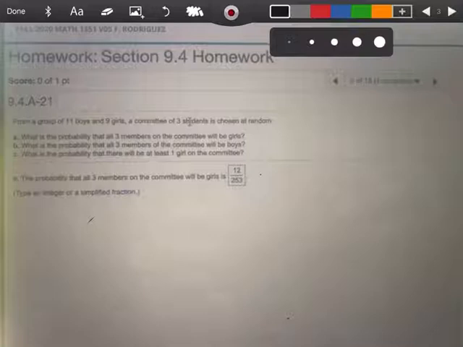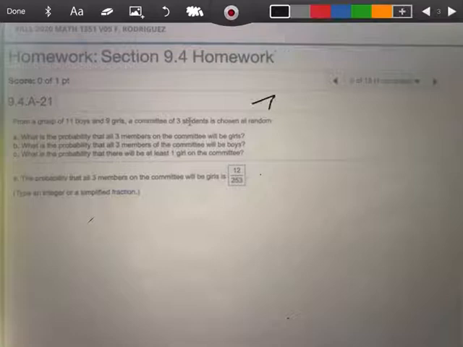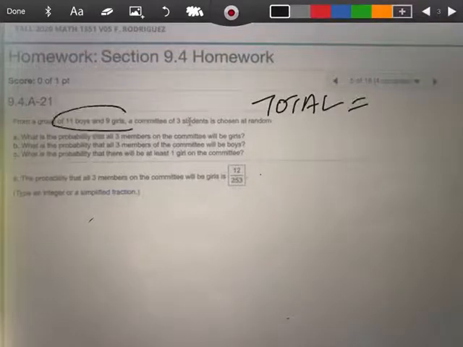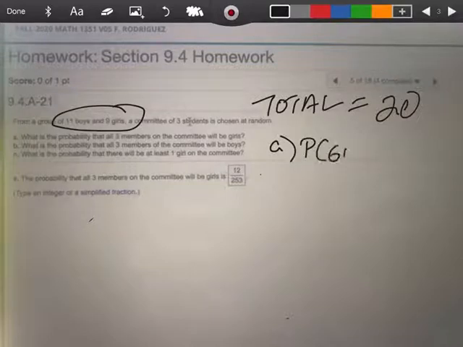All right, so it says from a group of 11 boys and 9 girls, a committee of 3 students is chosen at random. Okay, so the first thing I want to do is find the total. What I mean by the total is there's 11 boys and 9 girls, so there's a total of 20, right? And part A says we want to figure out the probability that we're going to get all girls, okay?